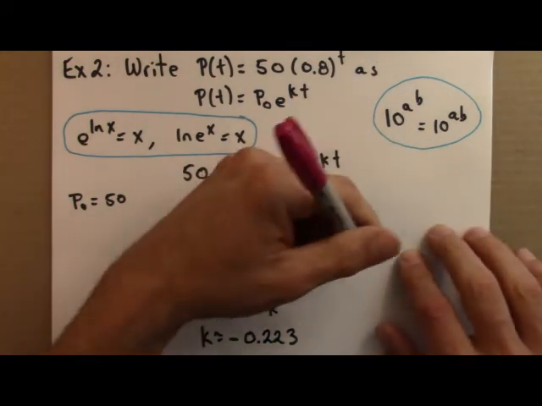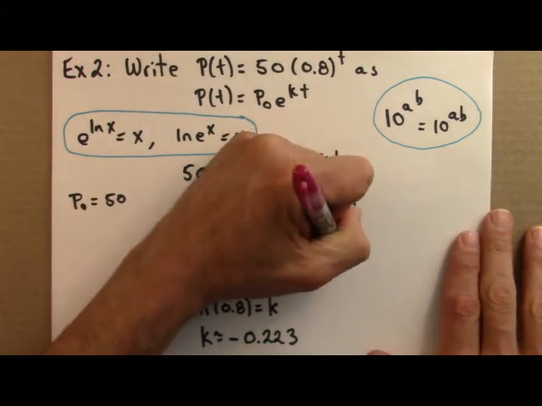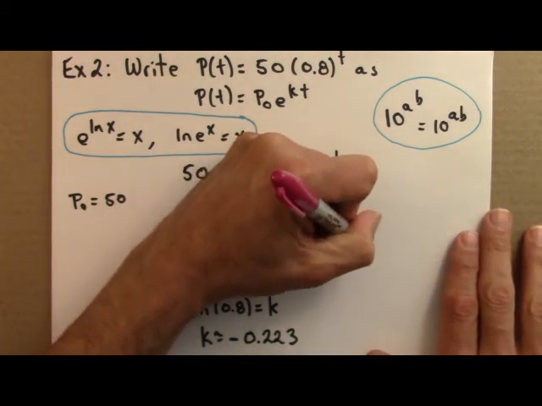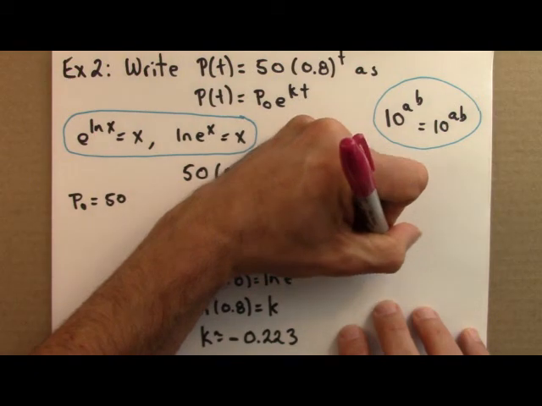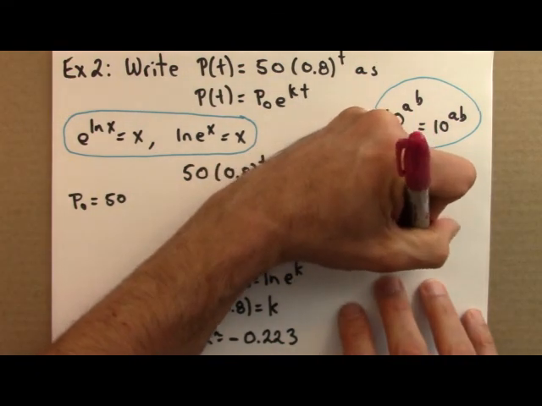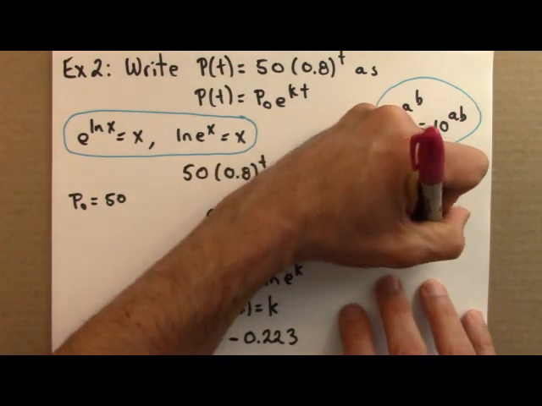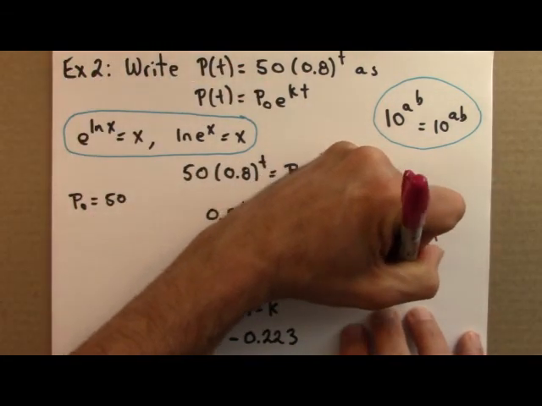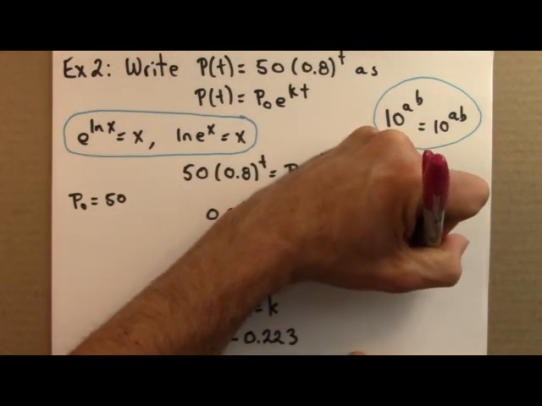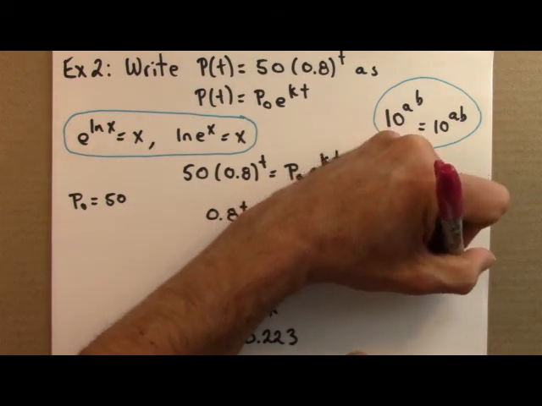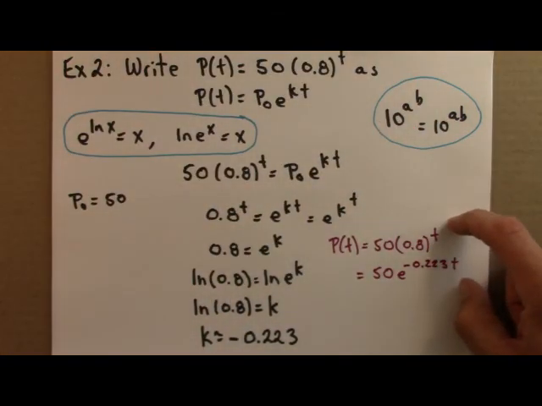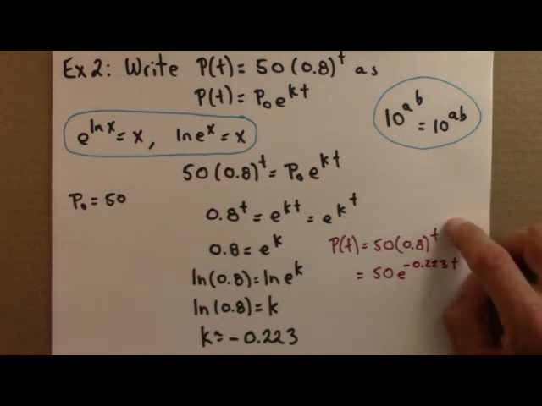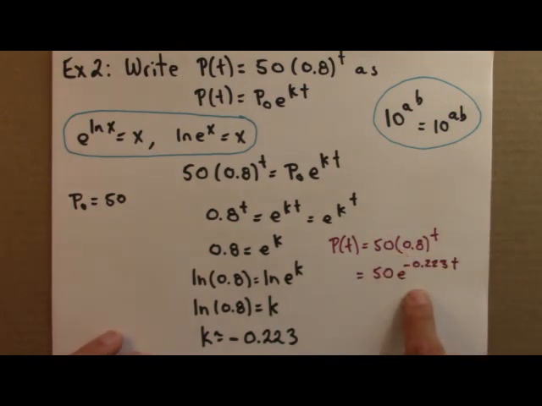So let me write this. I guess I'll do this over here. I could say that p of t is 50 times 0.8 to the t. And that's the exact same thing as 50 times e to the minus 0.223t. So these two expressions are exactly the same. It's the exact same function, the exact same numbers, the exact same exponential decay. We're just writing them in different ways.